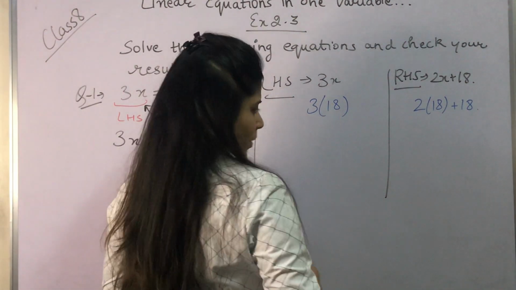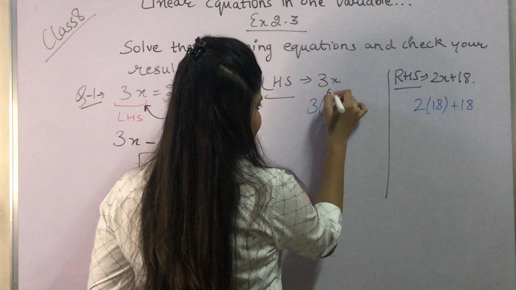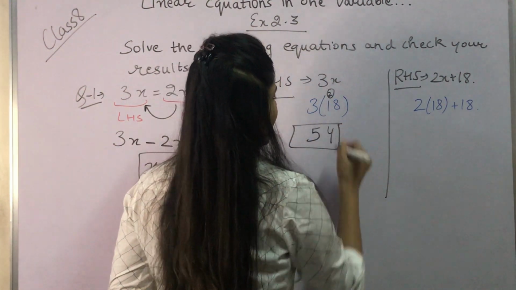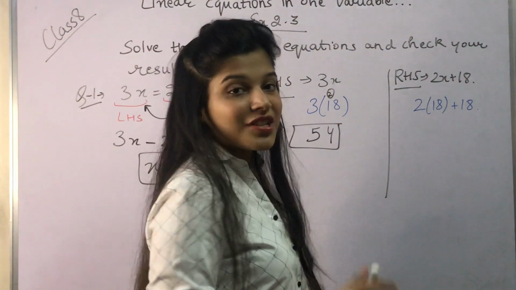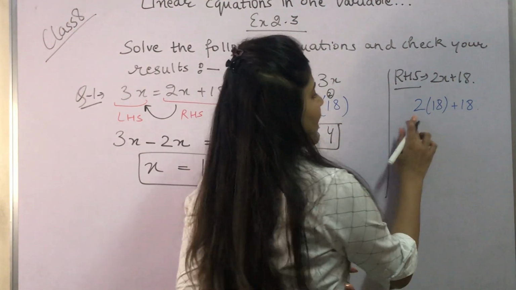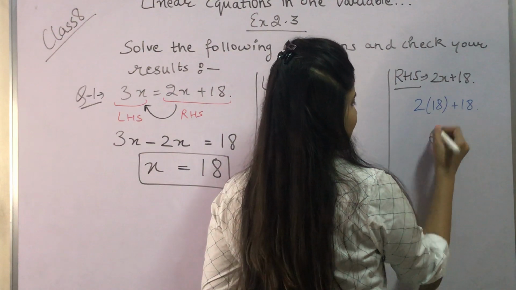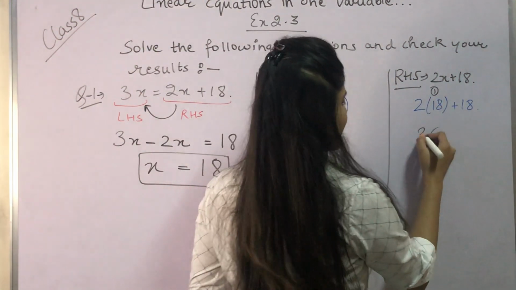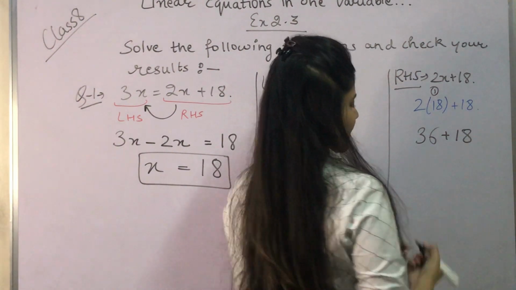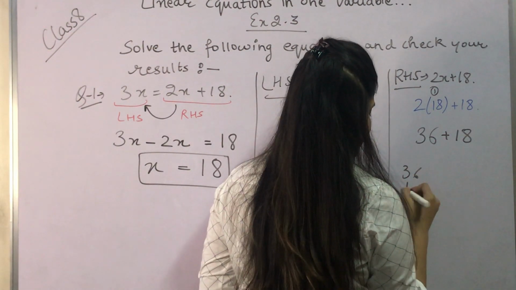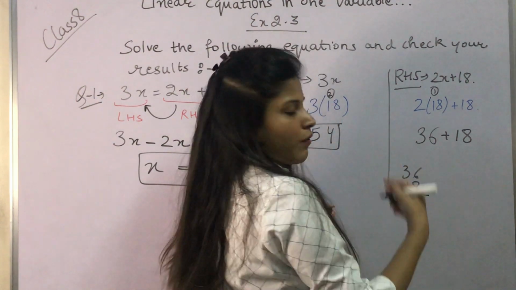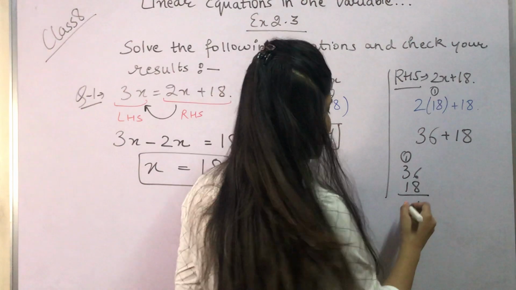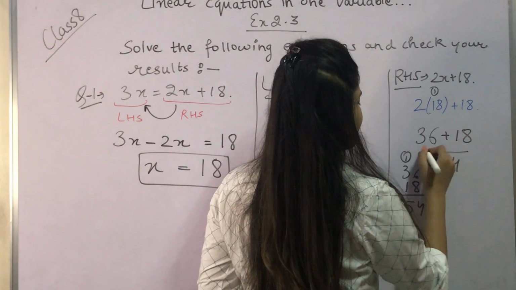3 8s are 24. 2 carry. 3 1s are 3 plus 2 is 5. So 54 came in LHS. Now let's see if RHS is the same or not. 8 2s are 16. 6, 1 carry. 2 1s are 2 plus 1 is 3. So 36 plus 18. Now 36 plus 18: 6 plus 8 is 14. So 1 carry. 3 plus 1 is 4 plus 1 is 5. So again we got 54.